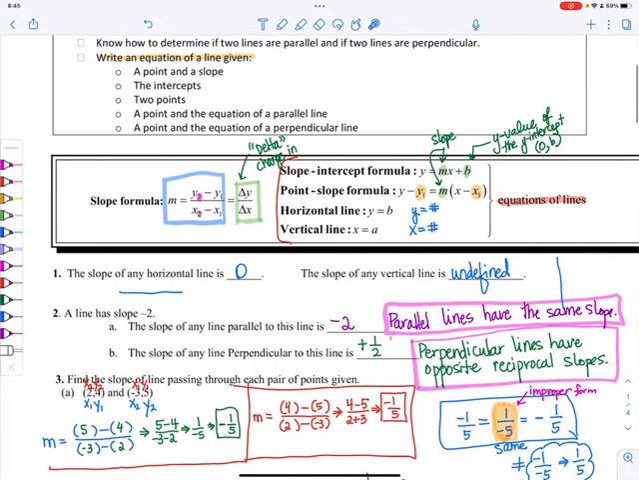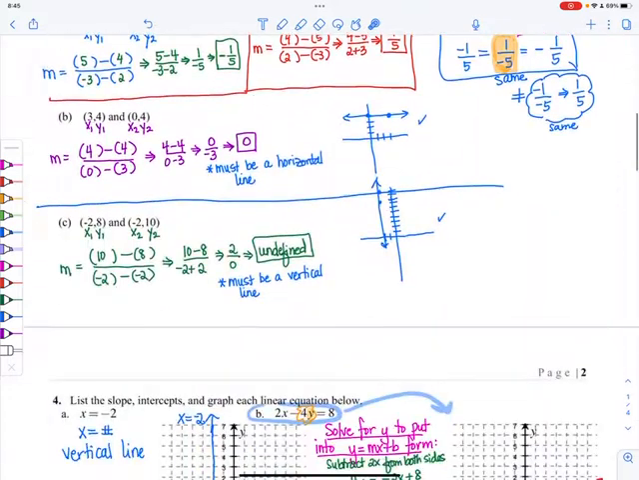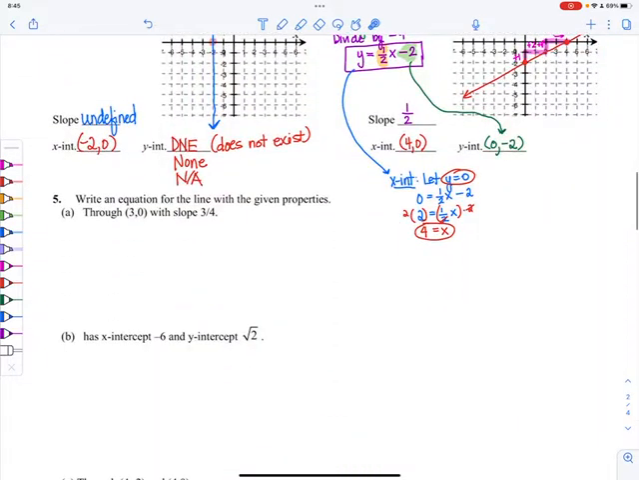Do we have anything that looks like it might help us when we have a point and a slope? Oh yeah, we have something called the point-slope formula. So here's the slope and here's a point. So we're going to use the point-slope formula for this one. This is x1, y1, and this is m, because I have a point and a slope.